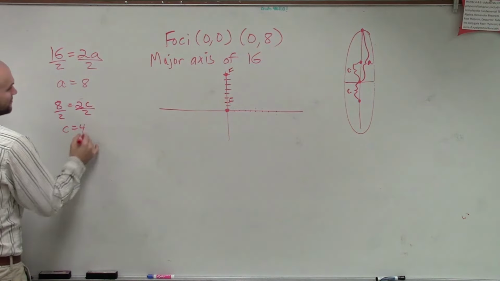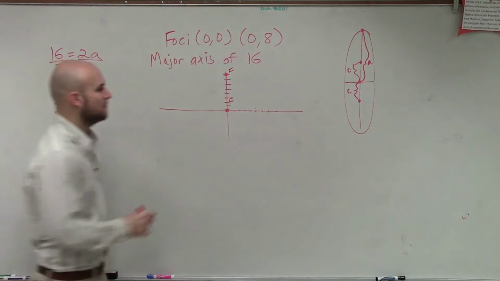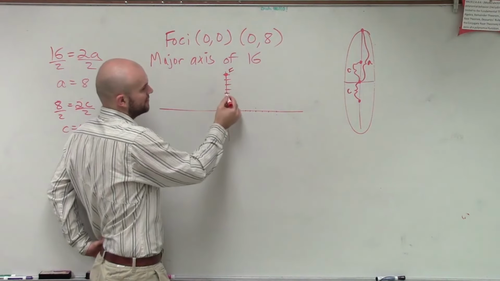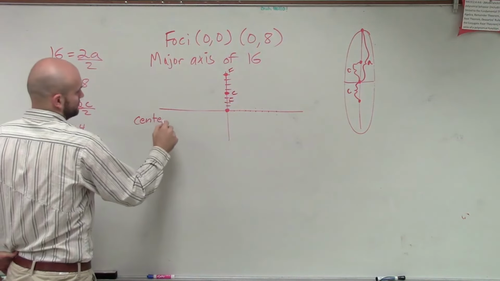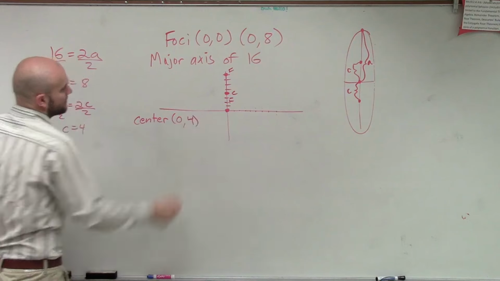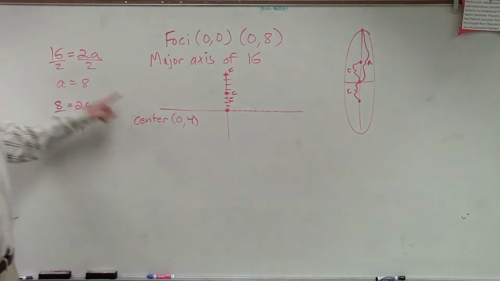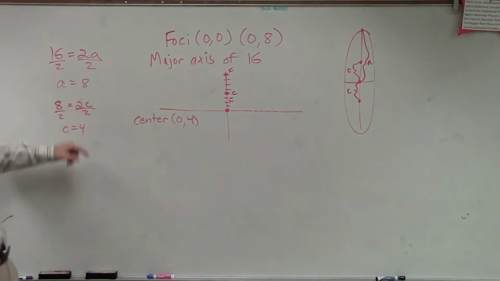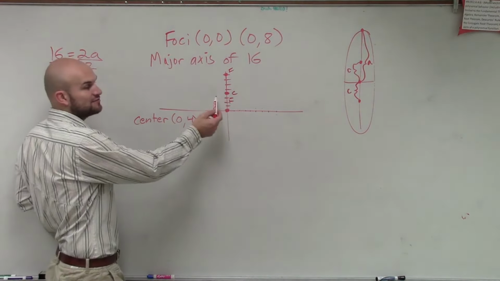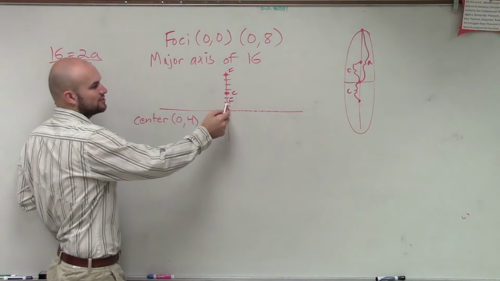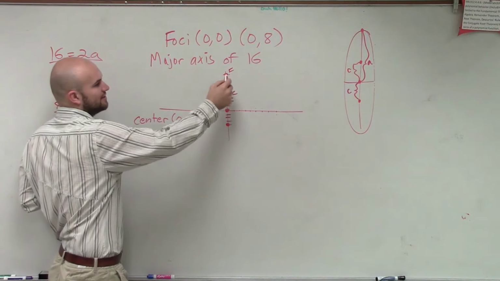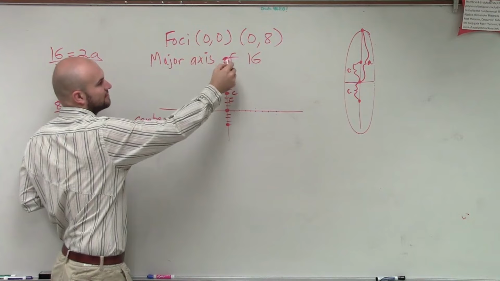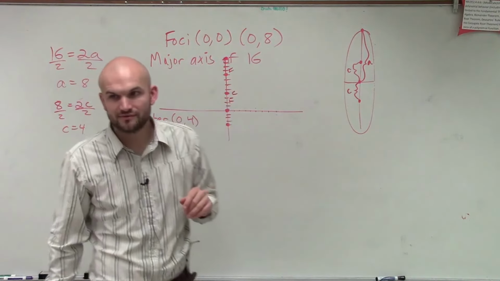Therefore, C equals 4. So if I know that C equals 4, all I need to do is travel 4 units from my foci to find the center. 1, 2, 3, 4. So we can now say that the center is at (0, 4). And if the center is at (0, 4) and my A is 8, that means I need to travel 8 units from my center to find each vertex. So therefore, my vertices are at 1, 2, 3, 4, 5, 6, 7, 8, and 1, 2, 3, 4, 5, 6, 7, 8. Does that kind of make sense, what I have done so far?